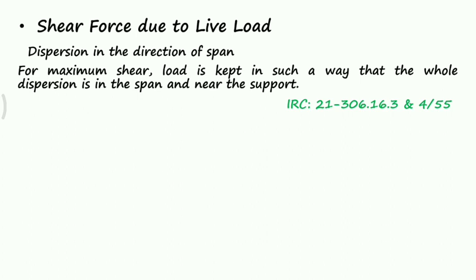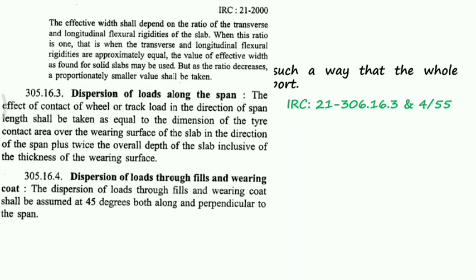clause 306.16.3 and 4, page number 55, dispersion of the loads along the span: the effect of contact of wheel or track load in the direction of the span length shall be taken as equal to the dimension of tire contact area over the wearing surface of the slab in the direction of the span plus twice the overall depth of the slab inclusive of the thickness of the wearing surface. Fourth clause, the dispersion is at an angle of 45 degrees.